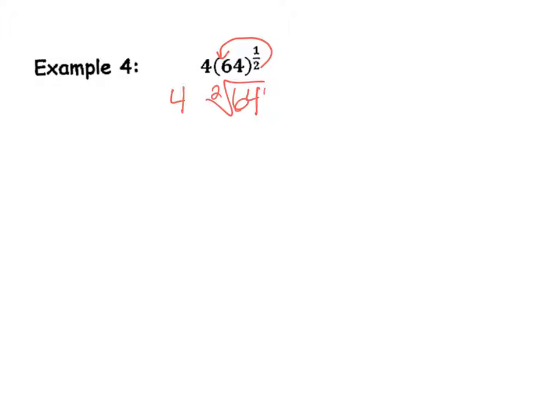Yay! 64 is a perfect square. What is the square root of 64? The 4 is just going to stay. 4 times 8. So my answer is just the whole number 32.